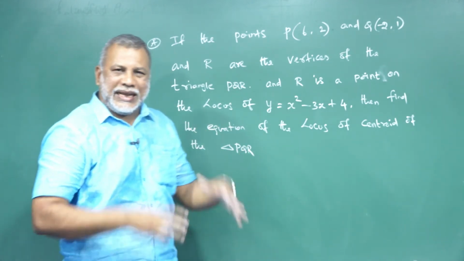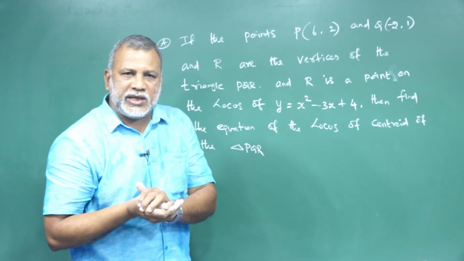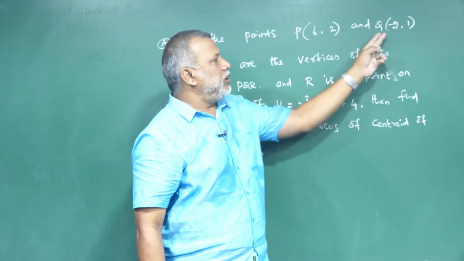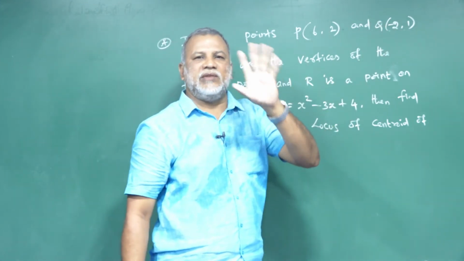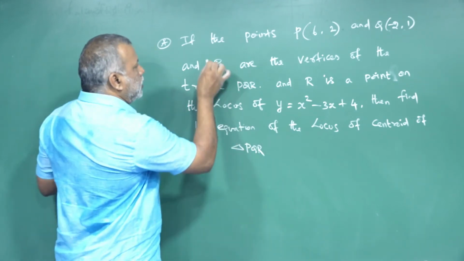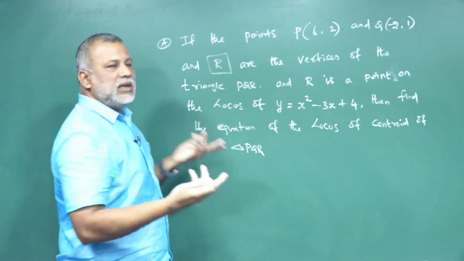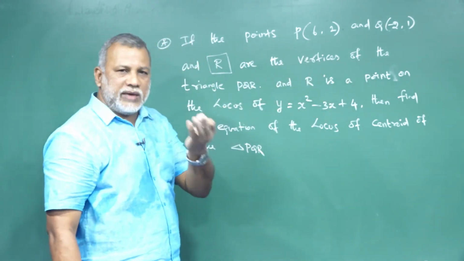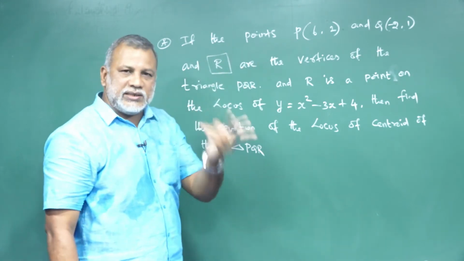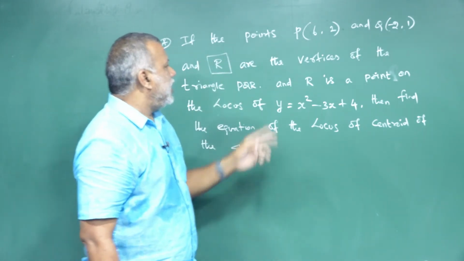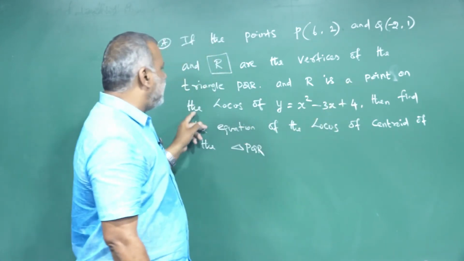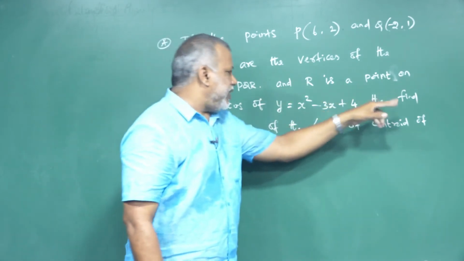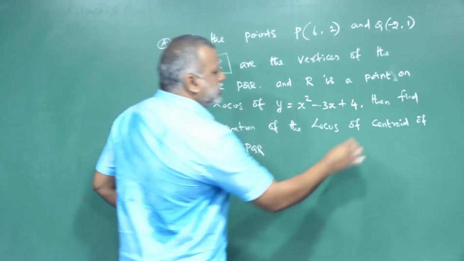Read the question, take down the concept, draw the diagrammatic explanation. We can select. The points P 6, 2 and Q minus 2, 1 are the given two data. R is unknown. These are the vertices of a triangle PQR. Now we have three vertices. So two vertices are given. R is unknown. And R is a point on the locus of another equation. One more equation, R is a point on that. Then find the equation of the locus of the centroid.